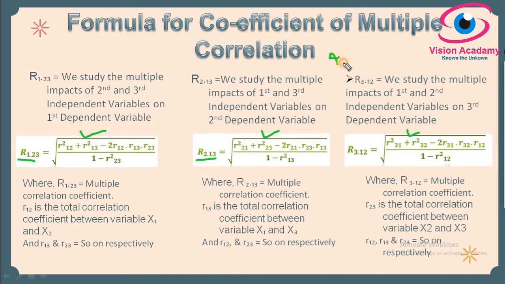So R13, R21, R32, R12, R13, R21, like that. So to apply this formula we need this information. Those things are total correlation.